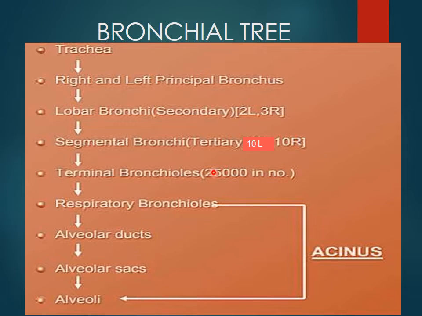Our next learning outcome is the bronchial tree, the components of the bronchial tree. As we all know, the trachea divides into the right and left main bronchus. Then they divide into the lobar bronchi, the secondary bronchi, which give the segmental bronchi, known as the tertiary bronchi, then further divide into the terminal bronchioles, which give the respiratory apparatus, where the gaseous exchange takes place. From the respiratory bronchioles there are the alveolar ducts, sacs and alveoli.